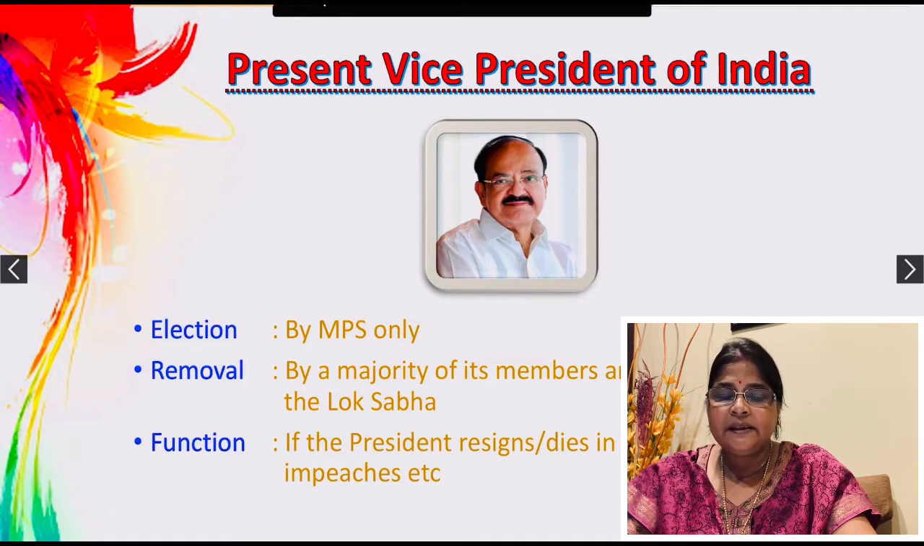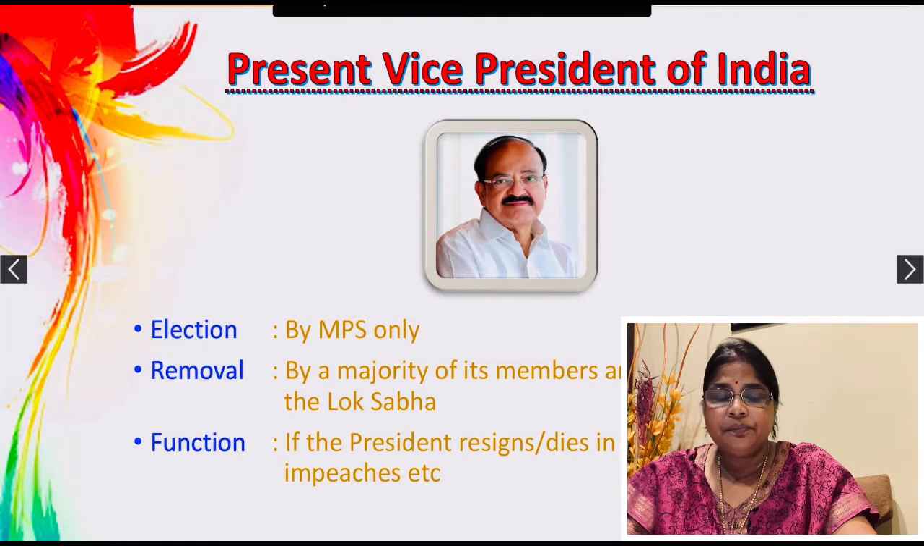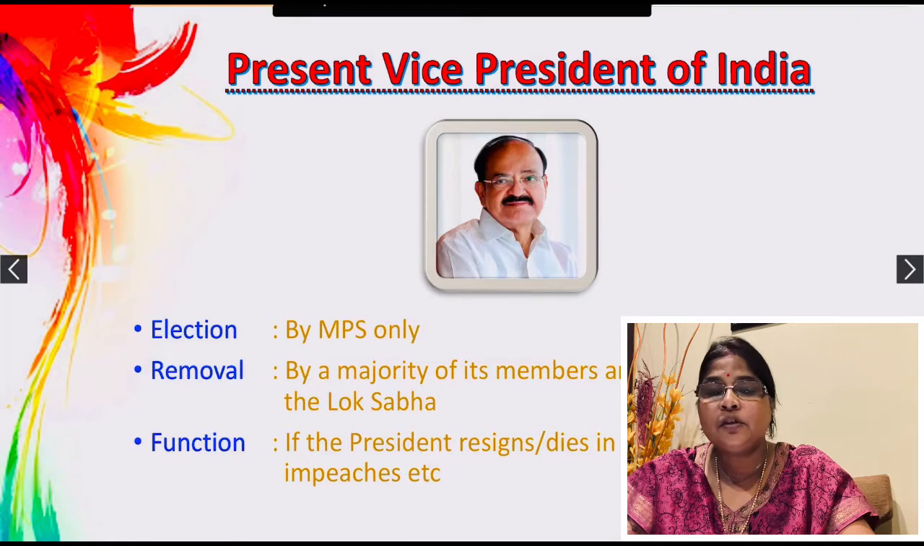What are the functions of the Vice President? If the President resigns, dies or is impeached, the Vice President acts on behalf of the President. The Vice President is also the ex officio chairman of the Rajya Sabha. He regulates the debates and proceedings of the House. The Vice President is entitled to cast a vote in case there is a tie.